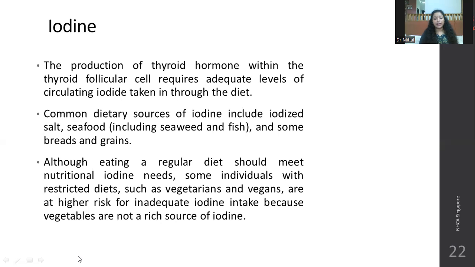Although eating a regular diet should meet the iodine needs, some individuals who go on a restricted diet, like vegetarians and vegans, are at a higher risk of inadequate iodine intake, because vegetables are not a rich source of iodine. Vegetables definitely have iodine, but you can't call them the best source of iodine. So for them, table salt, seaweed, and certain supplementations or multivitamins must be taken only under prescription.